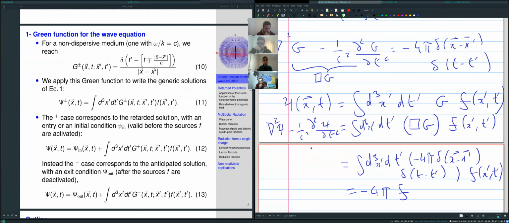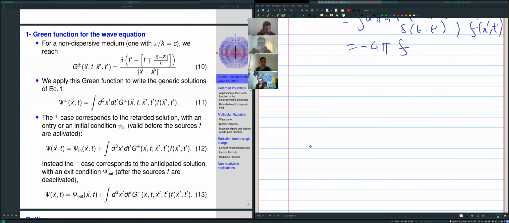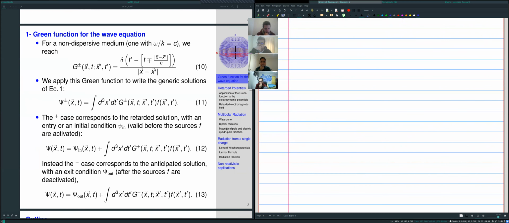Now, let's try and look at these plus and minus cases. So this is, for now, the general solution. We have G for this generalized green equation for the wave equation with source terms, and accordingly, we have the solution.